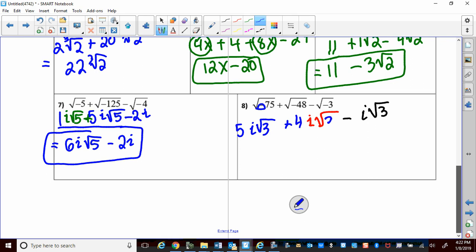4 root 3. Now we can combine like terms. These are all root 3's, and all I have to do is combine the like terms. So 5 plus 4 minus 1 is 8i root 3. Final answer.